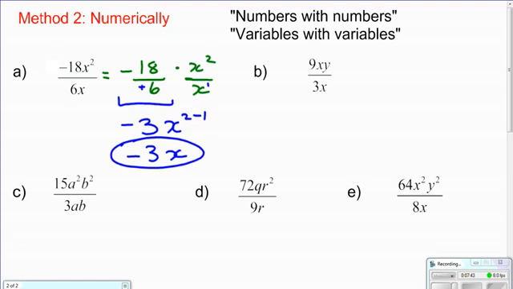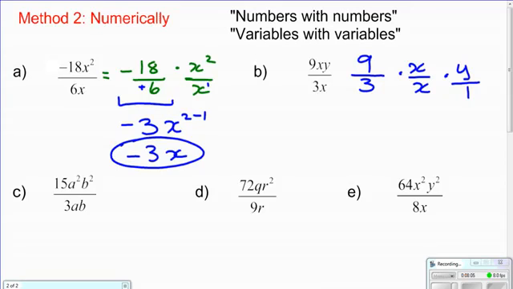Okay, looking at the second one. 9 times x times y over 3x, or 3 times x. So we're thinking numbers with numbers, letters with letters. So 9 over 3 is a fraction. X over x as a fraction. And I actually like to split up the letters as well. Times y over, well, there is no y on the bottom, so we'll just put a 1.